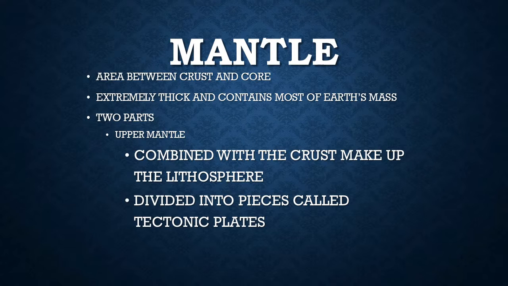The upper mantle, as it says on the screen here, is combined with the crust, the whole crust itself, and the upper mantle, which is solid rock. The two of them combined together make a layer called the lithosphere. So that is going to be letter E on that worksheet. So for letter E on that worksheet, label that layer as the lithosphere.